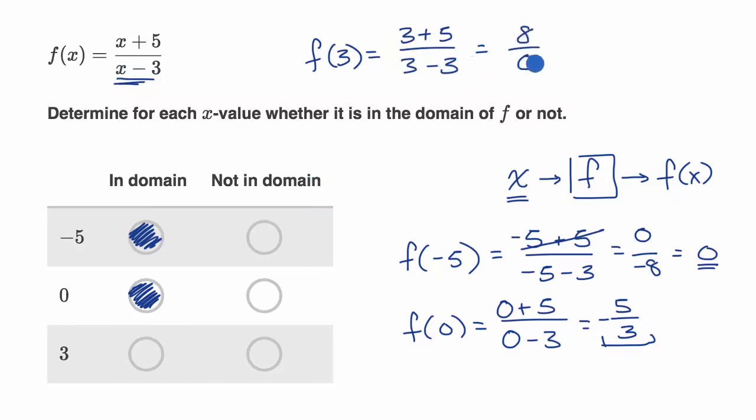Now, what is 8 divided by 0? Well, we don't know. This is one of those fascinating things in mathematics. We haven't defined what happens when something is divided by 0. So 3 is not in the domain. The function is not defined there, not in domain. Let's do another example.